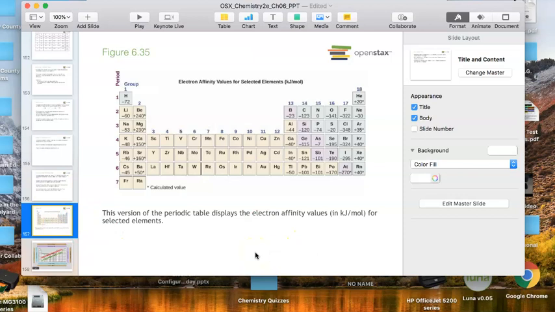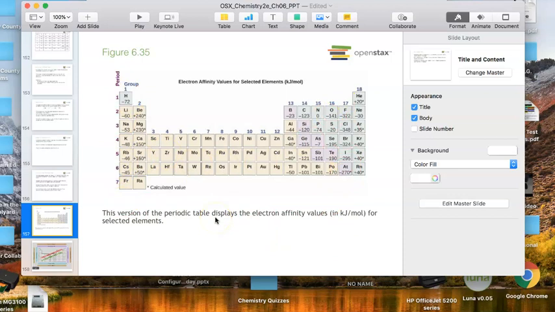Okay, so here we can see electron affinity values for selected elements. Here we see the noble gases have positive values, meaning they don't want electrons. You don't see any values for transition metals, but you see the trends: going from left to right, electron affinity increases, and going from the bottom up, the electron affinity also increases.